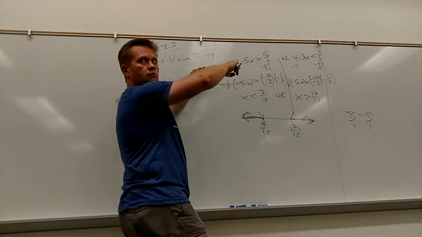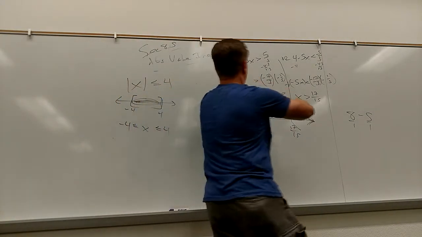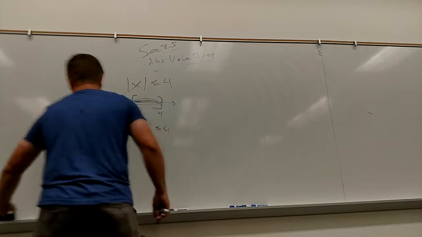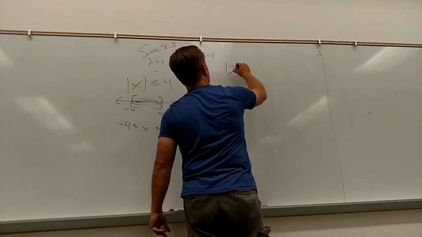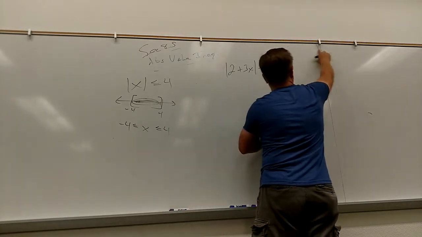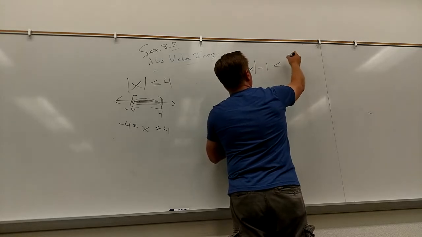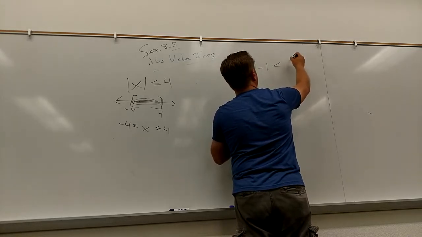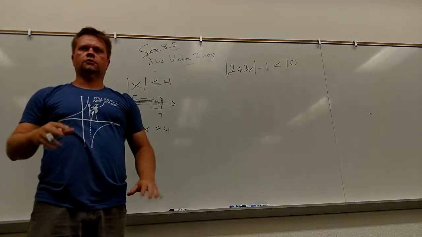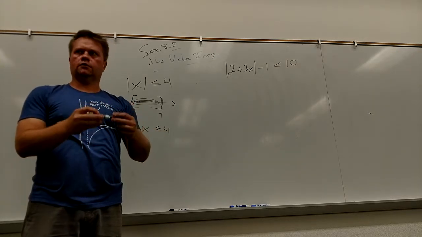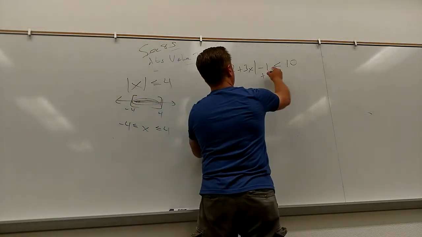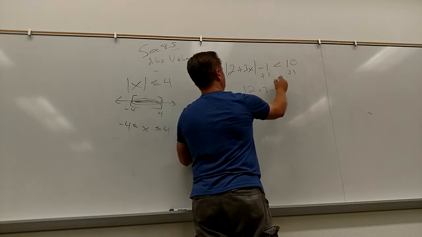So we got this here. So what if I had this here? Oh, what you got, Jeff? Let's say 10. So what do I need to do very first thing? Yeah, isolate the absolute value. So add 1, 2 plus 3x less than 11.